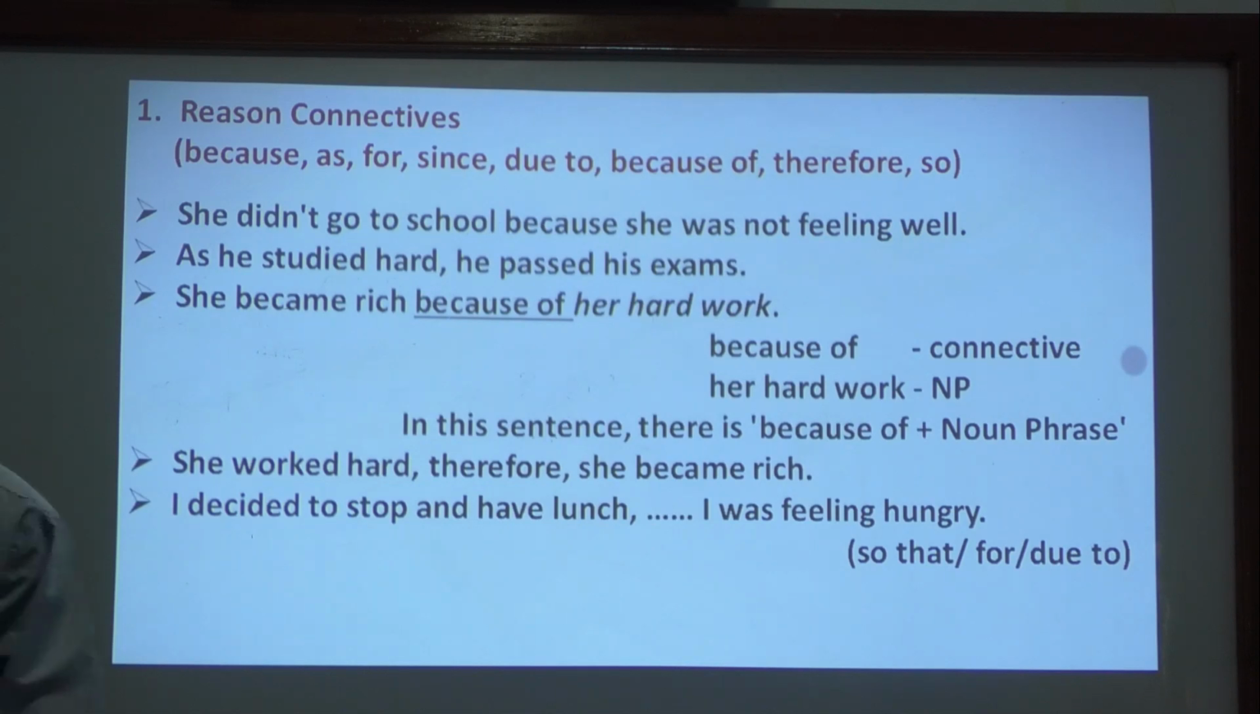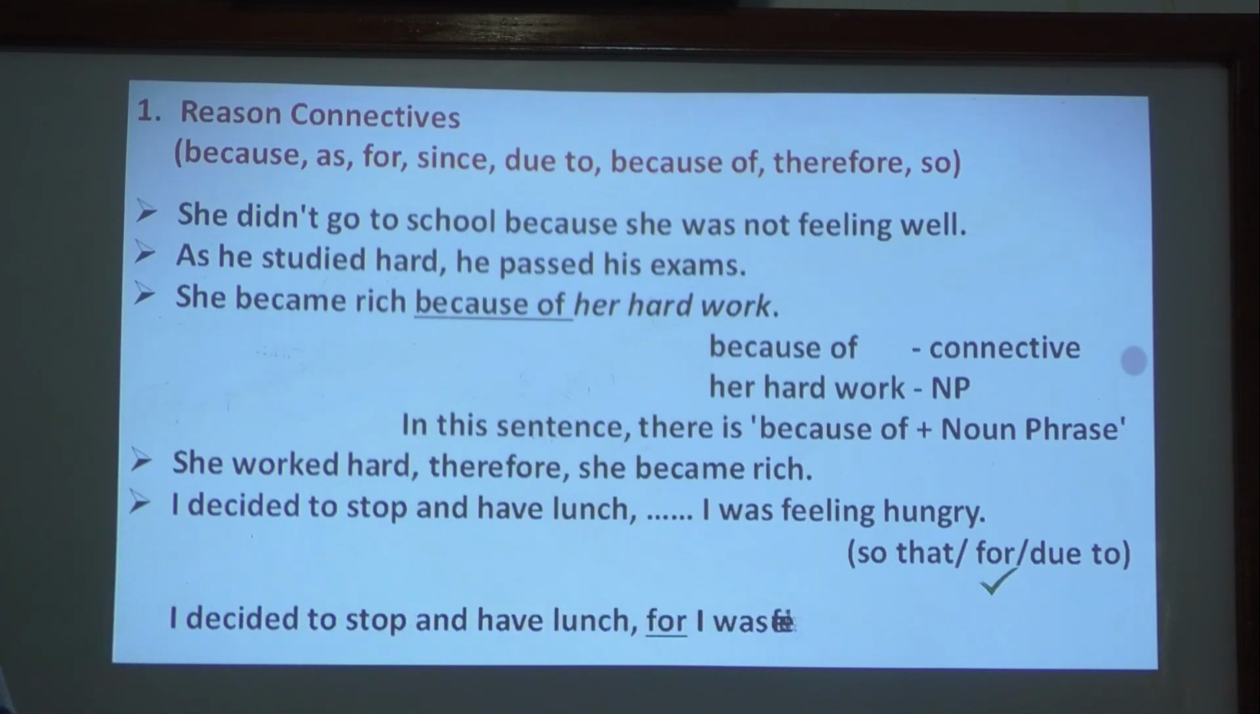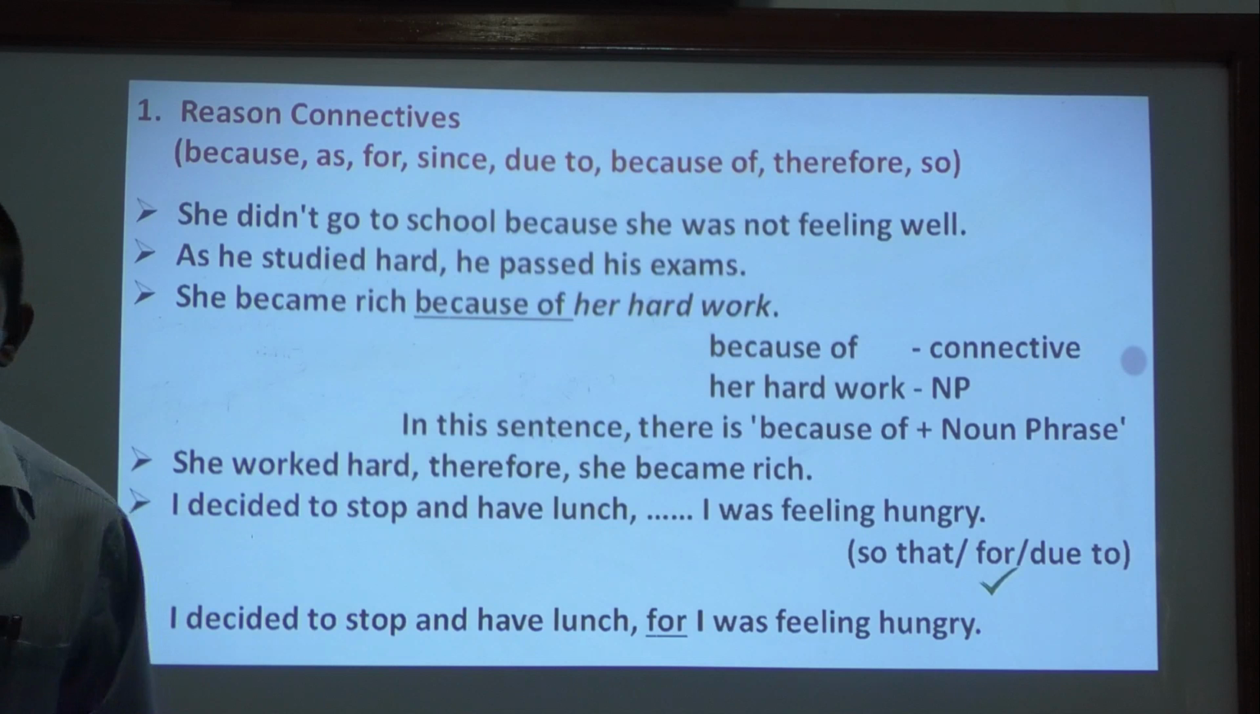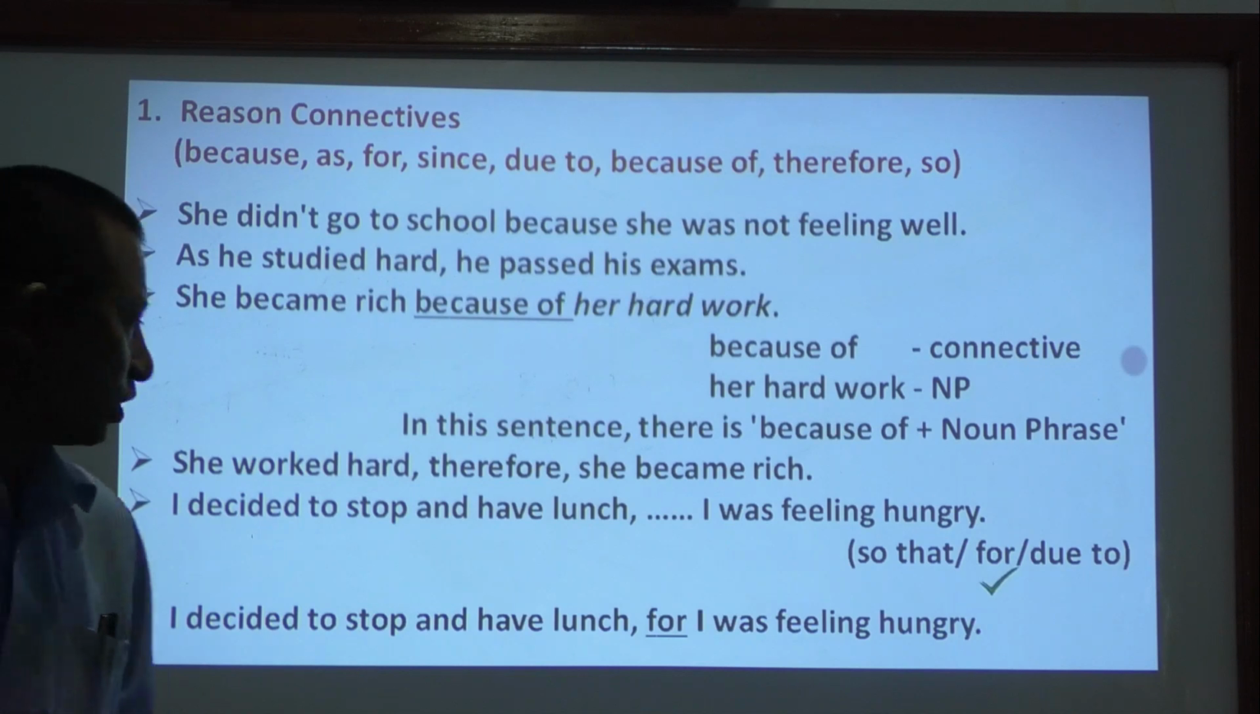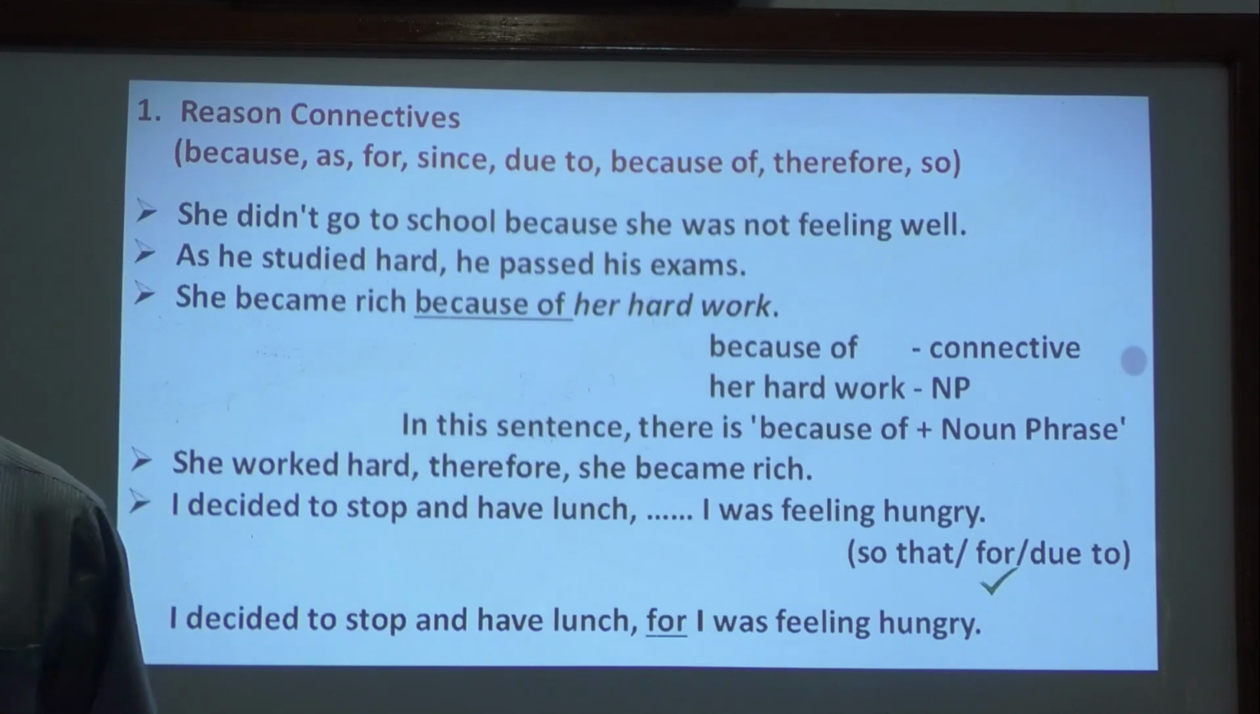Let's try. Its appropriate connective is for. So how to write this sentence? I decided to stop and have lunch, for I was feeling hungry. In this way you have to write. You can rewrite the sentence, or sometimes, if you are asked, rewriting is not compulsory. If the question is asked in that way and you need not copy all the sentences, all the words, you can write only the correct option.